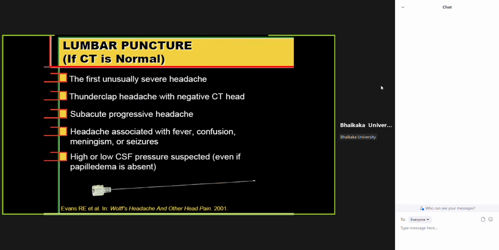Lumbar puncture. This is the process where we remove cerebrospinal fluid from the subarachnoid space in the gap between L3, L4 vertebra or L4, L5 vertebra, and we send the fluid for diagnostic testing. CSF will help us in diagnosing two conditions. One is headache because of infection, secondary headache, meningitis or encephalitis. Second is subarachnoid bleed, where we can find hemorrhage or RBCs in the CSF.